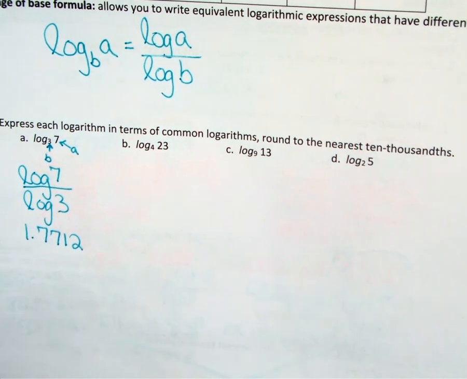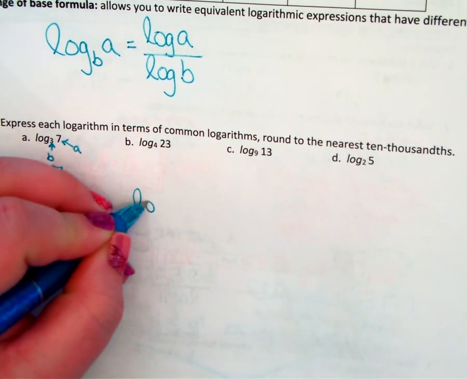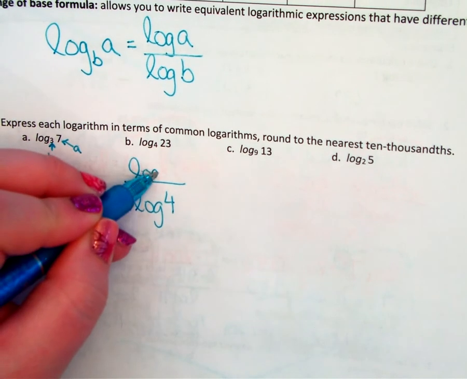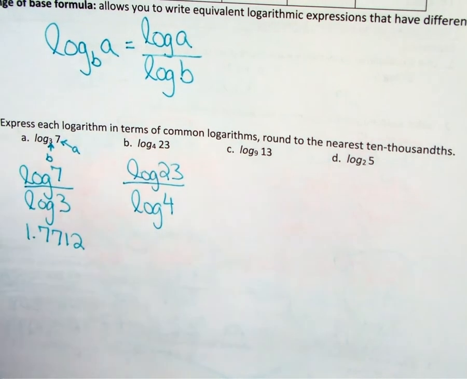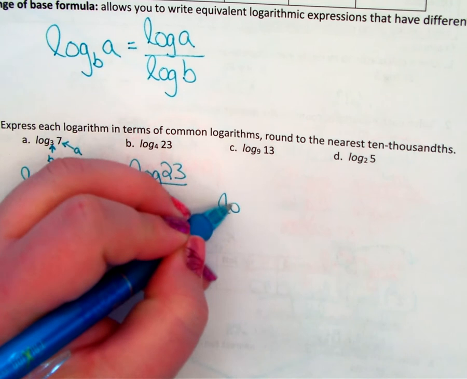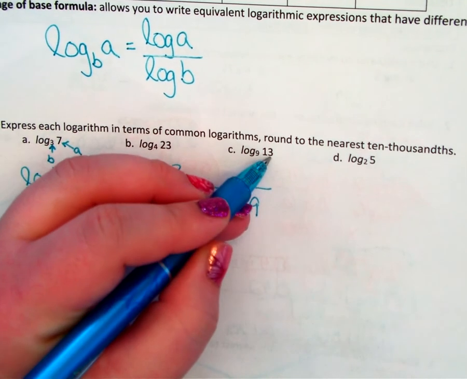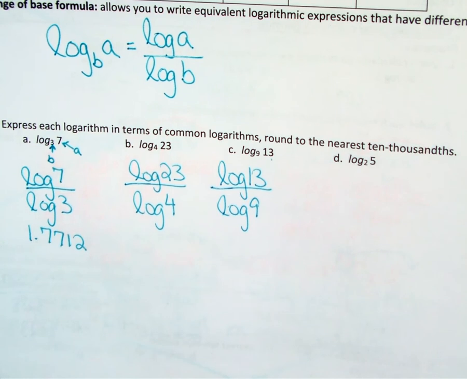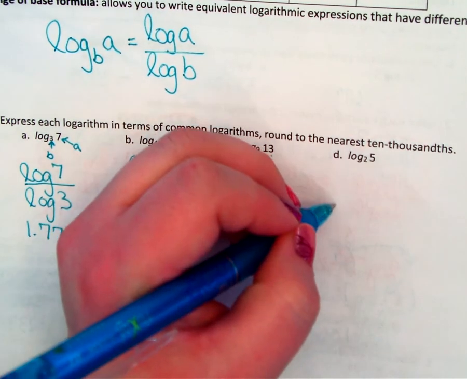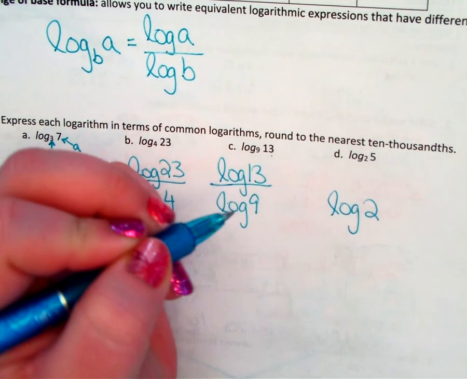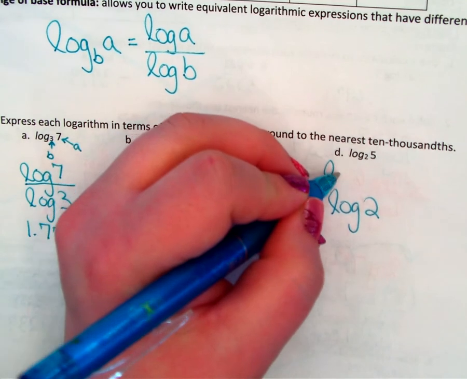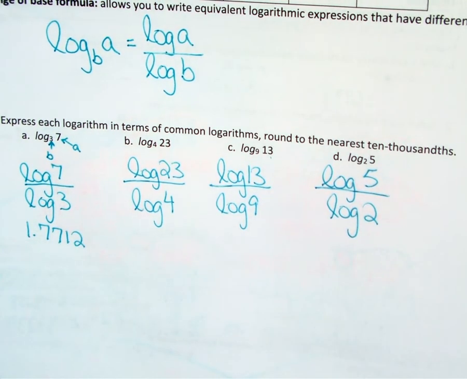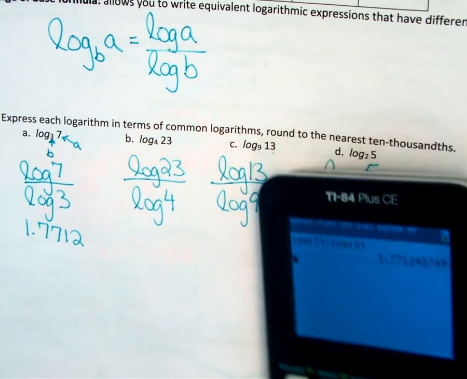Let's do it a couple more times. Basement number is 4, log 4. Attic number is 23, log 23. Basement number is 9, log 9. Attic number is 13, log 13. Basement number is 2, log of 2. Attic number is 5, log of 5. Now it's just a matter of me typing it into my calculator.